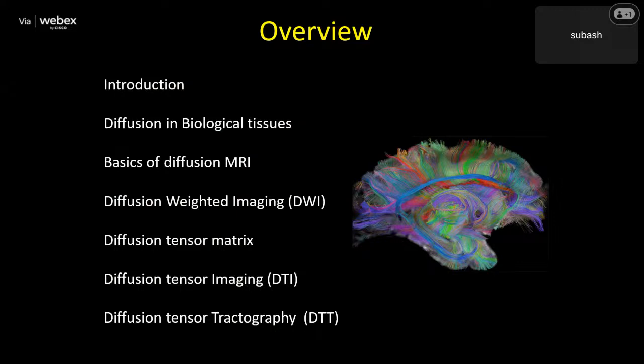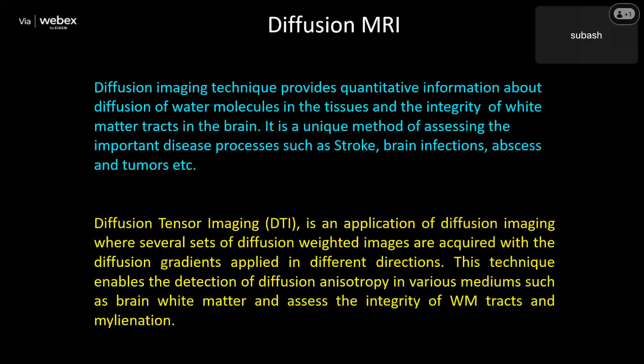Diffusion has very beautiful properties: you can look at the white matter fiber tracts and how they are oriented in the brain, and whether there is any pathology or tumor, how it disrupts the connectivity in the brain due to dislocation of these fiber tracts. You can also generate tractography and see all the tracts within the brain, like atlas-like pictures that you can produce using diffusion imaging. Diffusion imaging is a technique that provides quantitative information about diffusion of water molecules in the tissues and the integrity of white matter fiber tracts in the brain. It is a unique method to assess important disease processes such as stroke, brain infections, abscess and tumors. It has great application in these areas, which are otherwise sometimes difficult to diagnose.